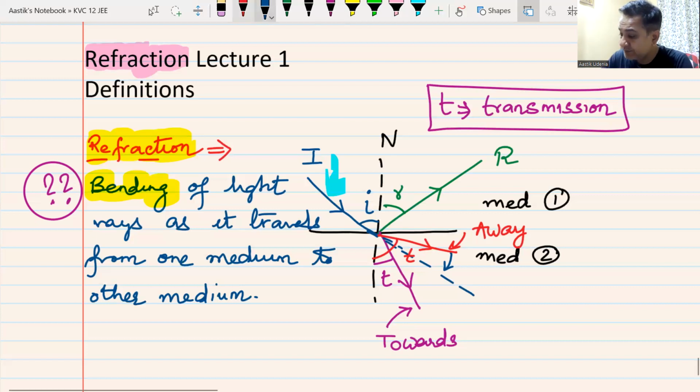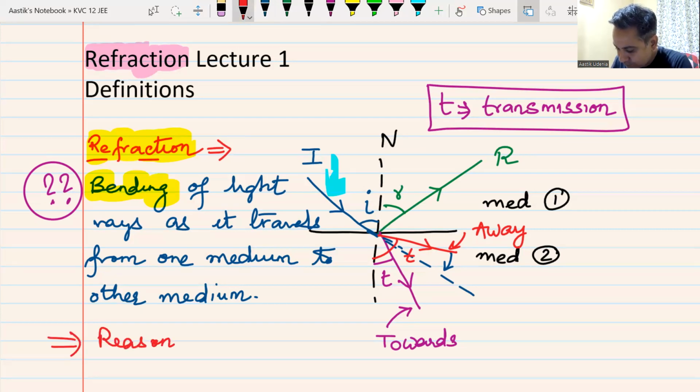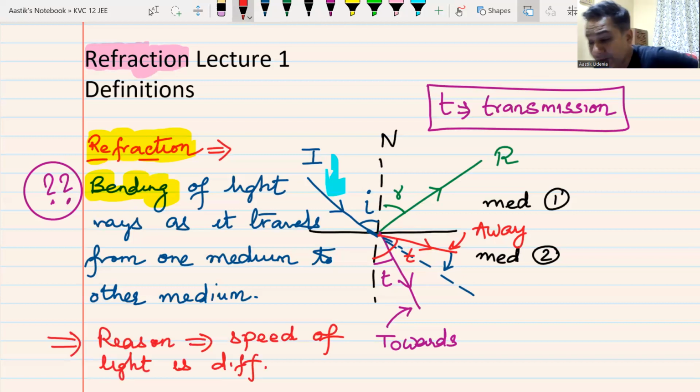And the reason is speed of light is different in different mediums. Because of speed of light being different in different mediums, when it travels from one medium to the other medium, the speed of the light changes. Because of this change in the speed of light, it will bend, and this phenomenon is known as refraction. Do you all understand this? Can I have some response that we understand this?